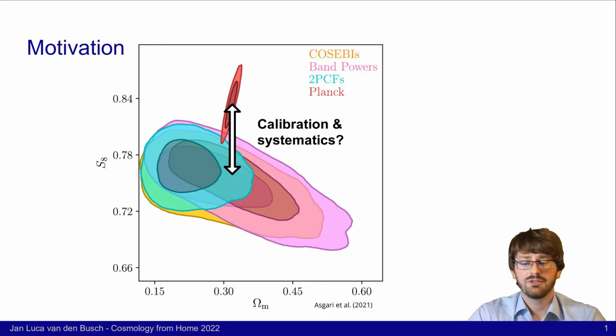And one potential reason for this discrepancy might actually be problems with the calibration of this data and potentially unhandled systematics in this calibration. In particular, we are worried about redshift calibration because this might actually just describe such a shift in S8 that we see here.